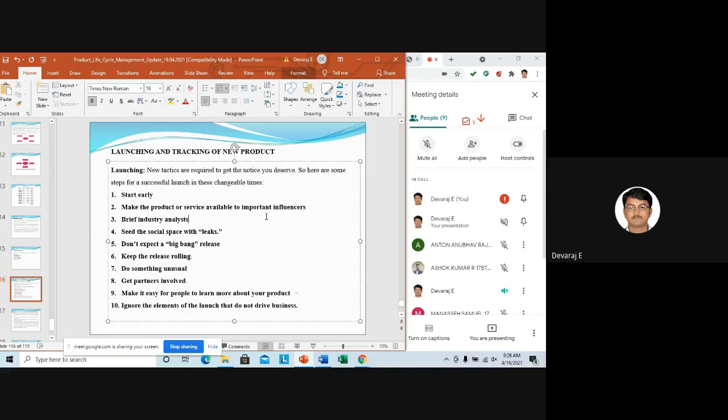See, the most important thing is customers. So supply the product within the given time. If you tell the customer you will supply within April of 2022, you should supply within the given time. Even one and a half months or 2 months back, you should supply the product. Then, brief industry analysis.